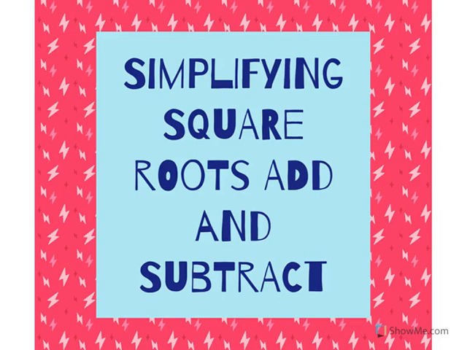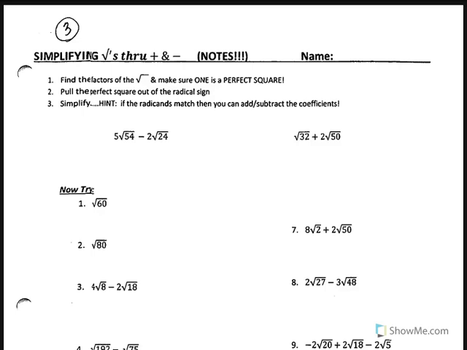Okay, today we're simplifying square roots by adding and subtracting. If you simplify square roots by adding or subtracting, make sure you check the factors of the square roots and see whether one is a perfect square root. If you have one that's a perfect square root, you figure that out first. Okay? Like, say I have this, and I'm using this as an example.